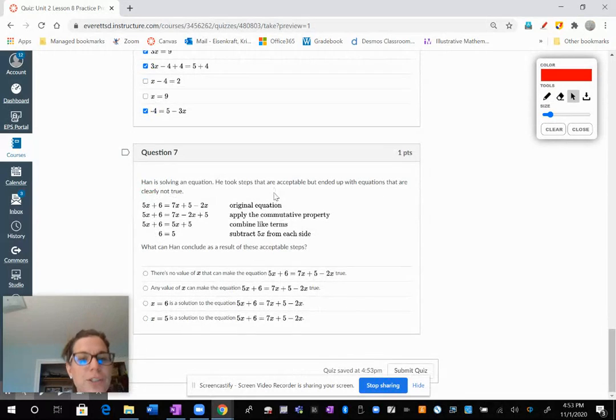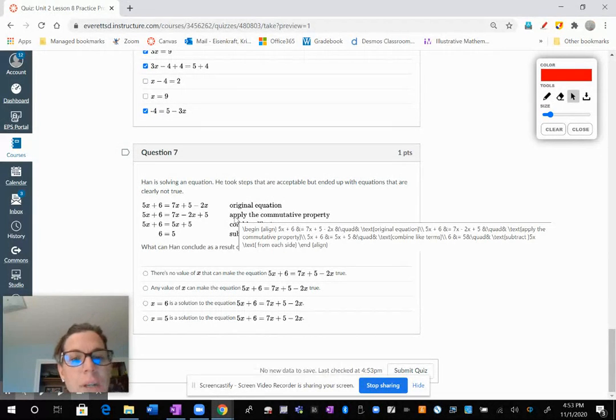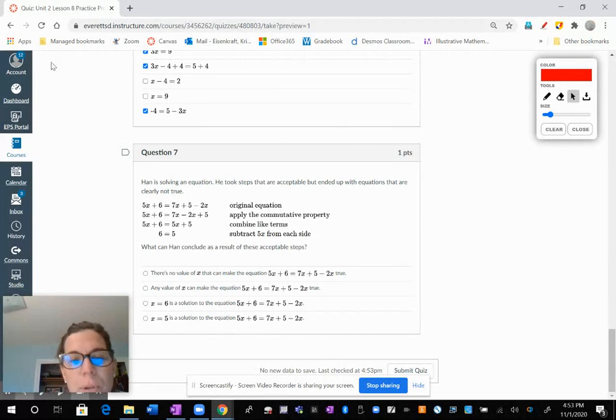All right, last question. Han is solving an equation. He took steps that are acceptable. Good job, Han. But he ended up with equations that are clearly not true. Oh, no. Okay. So he moved the 2x and the 5. We didn't really show that a lot in middle school, but before you combine like terms, it's nice to put them next to each other, and that's legal to do with the commutative property, so that was fine. Then he combined like terms, the 7x and the minus 2x.